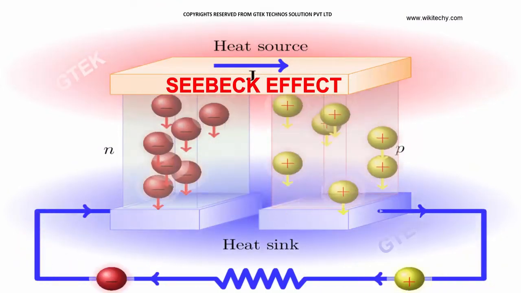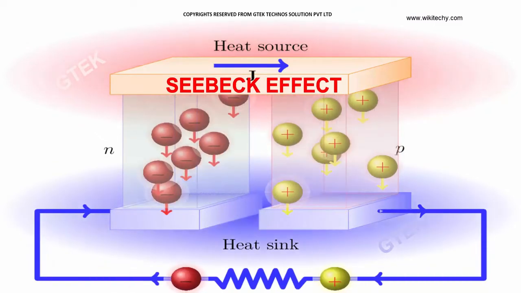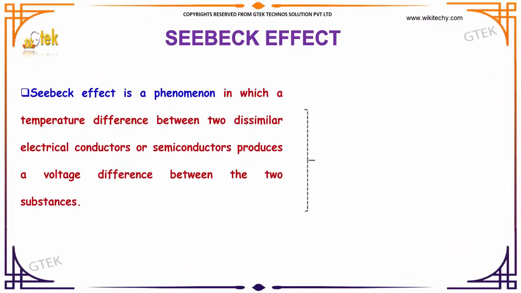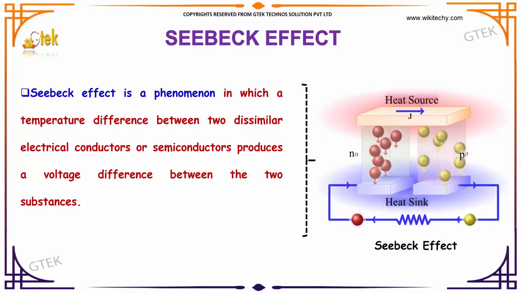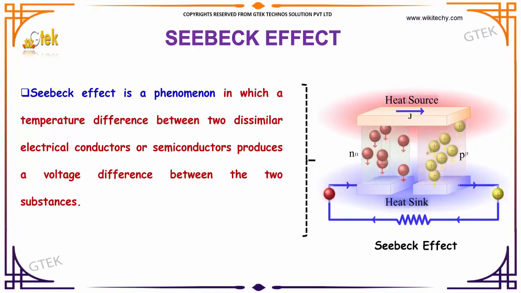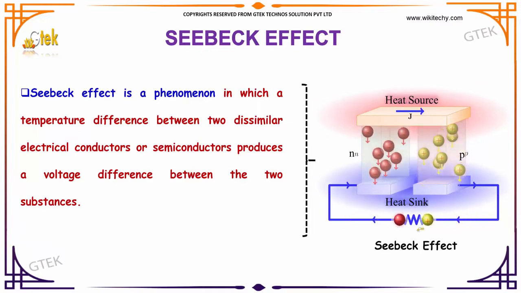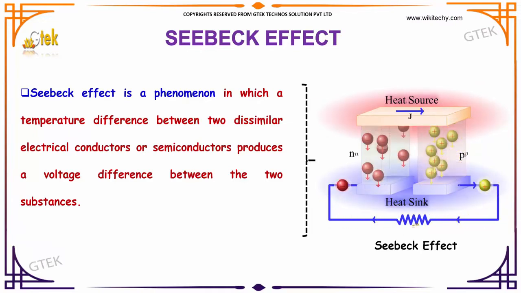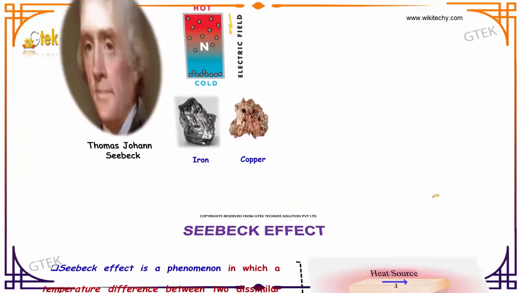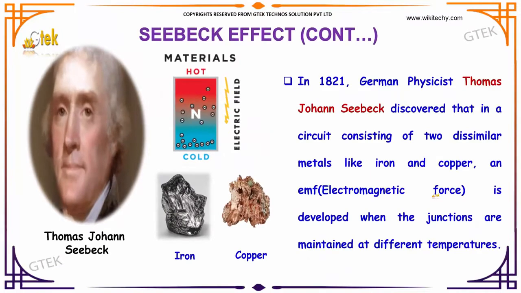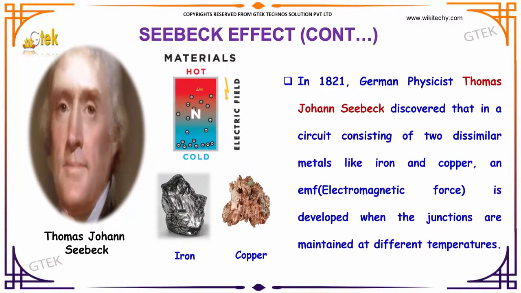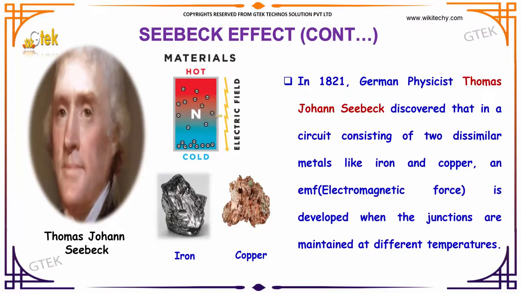Now we'll talk about the Seebeck effect. What is the Seebeck effect? It's a phenomenon in which a temperature difference between two dissimilar electrical conductors or semiconductors produces a voltage difference between the two substances. That's referred to as the Seebeck effect. A difference in temperature in a metal or material will induce an electric current.